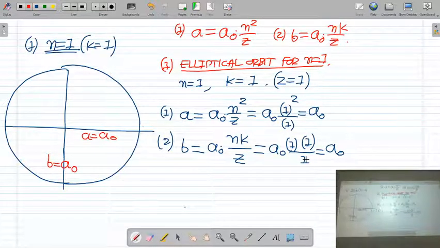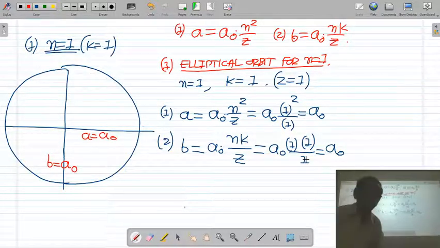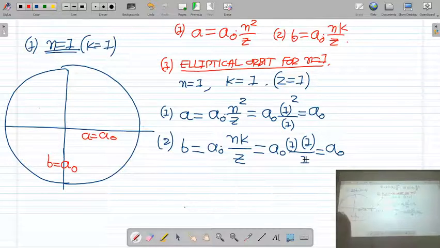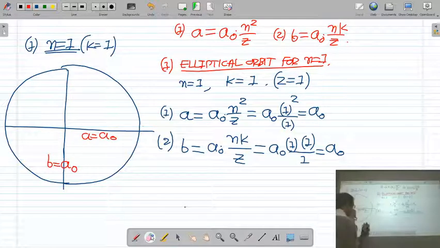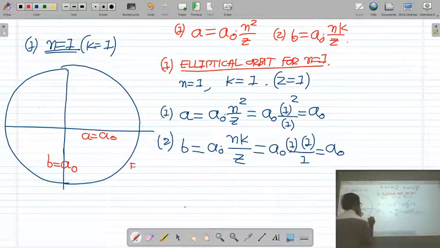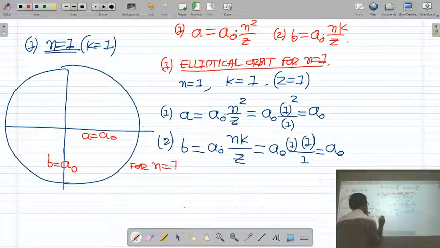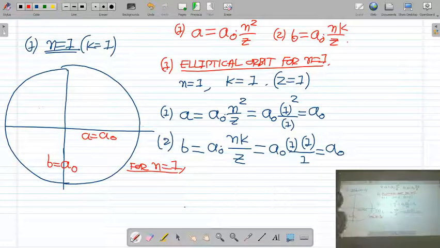What does this mean? This means that we will get a circle. We are not getting an elliptical orbit for n is equal to 1. We are getting a circular orbit. So this orbit is exactly similar to the Bohr circular orbit. We mentioned that this is the circular orbit. Thus for n is equal to 1, we get a circular orbit.